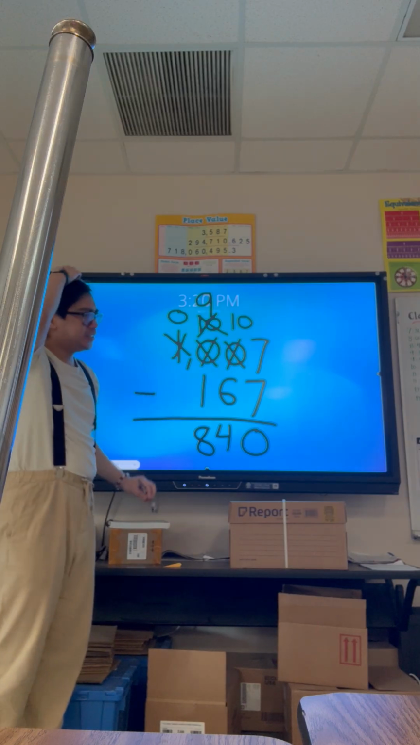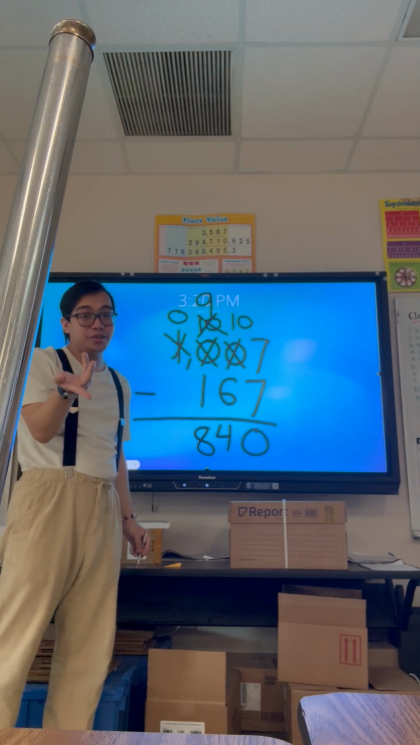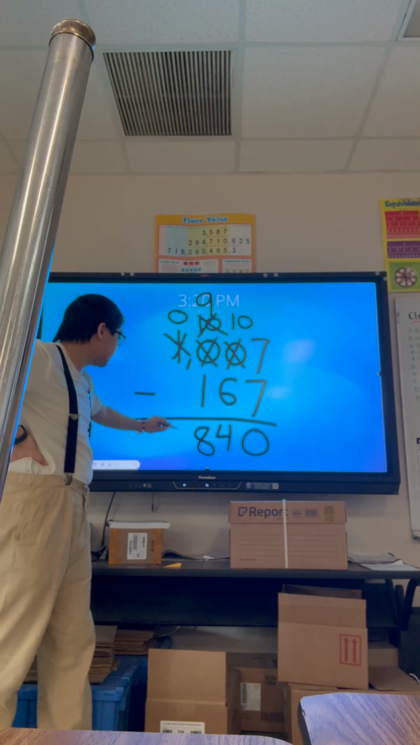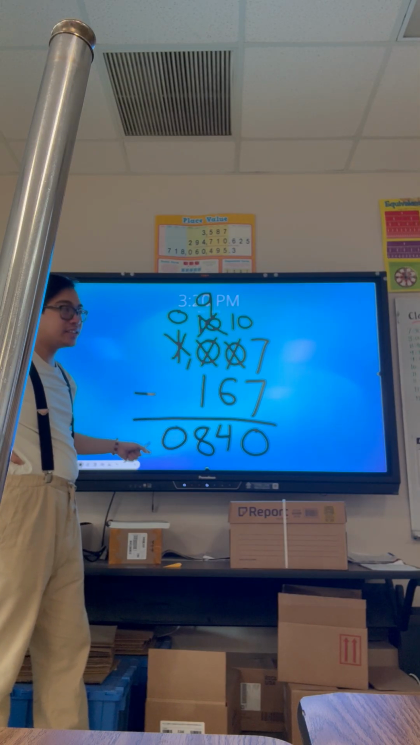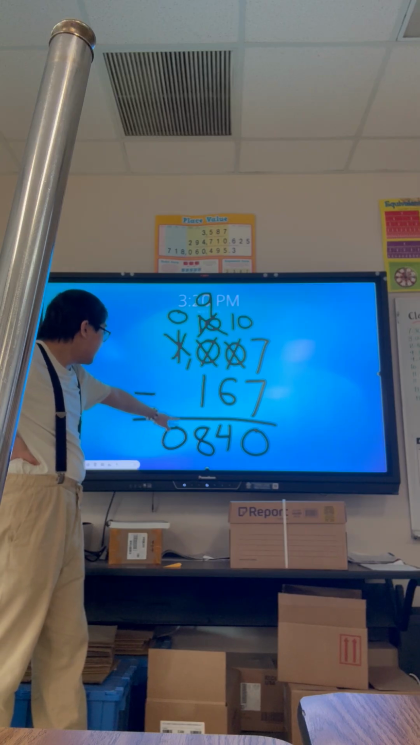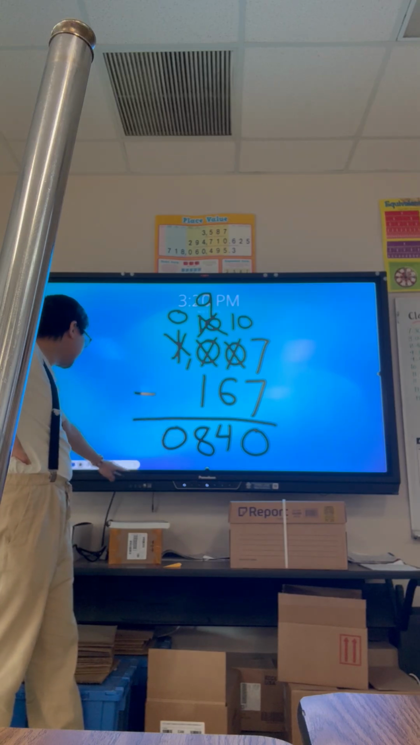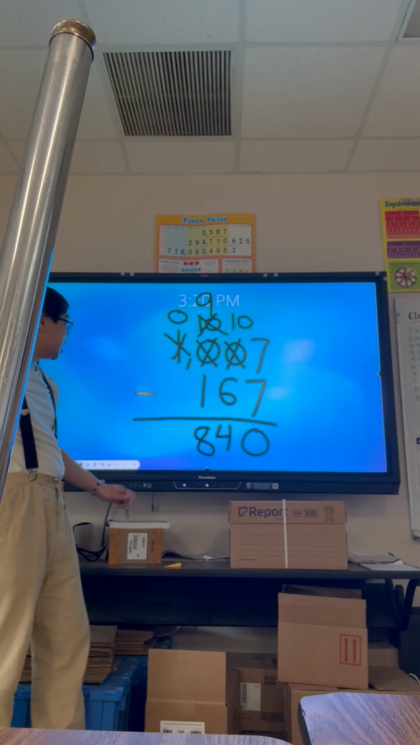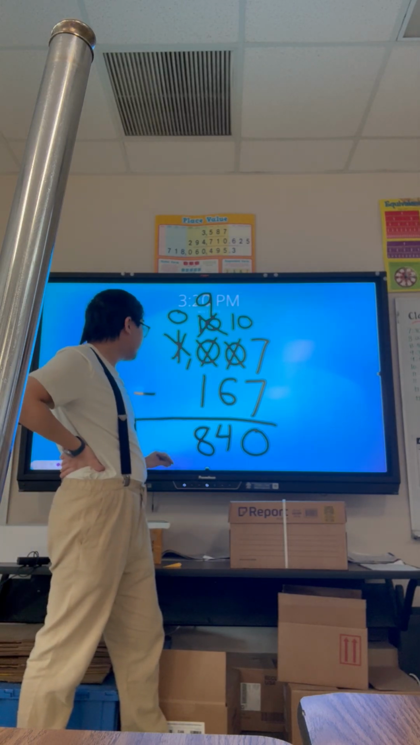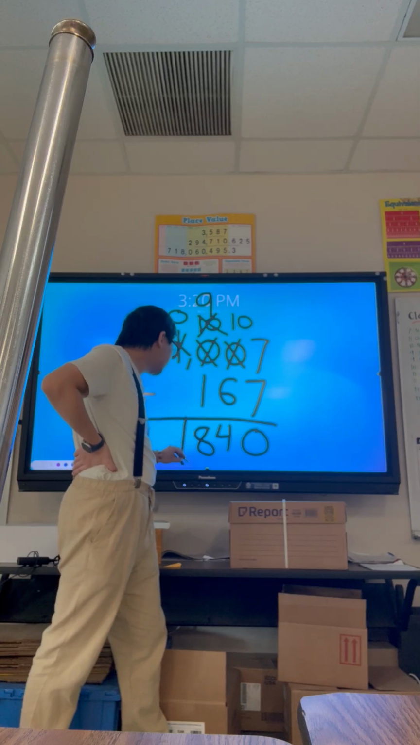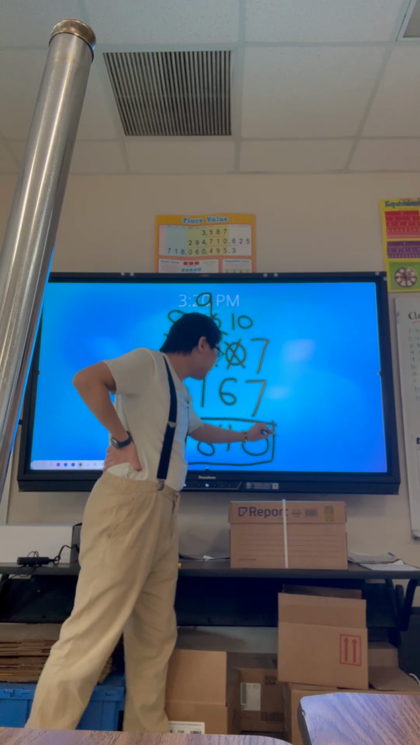Now, some of my students, and I've seen your work, chose to write the 0 here. There's nothing wrong with this, but when you're taking the test, if you have a 0 here, you don't need to write it. So technically speaking, you can just leave it out. So we came up with our answer. Our final answer for 1007 minus 167 is 840.